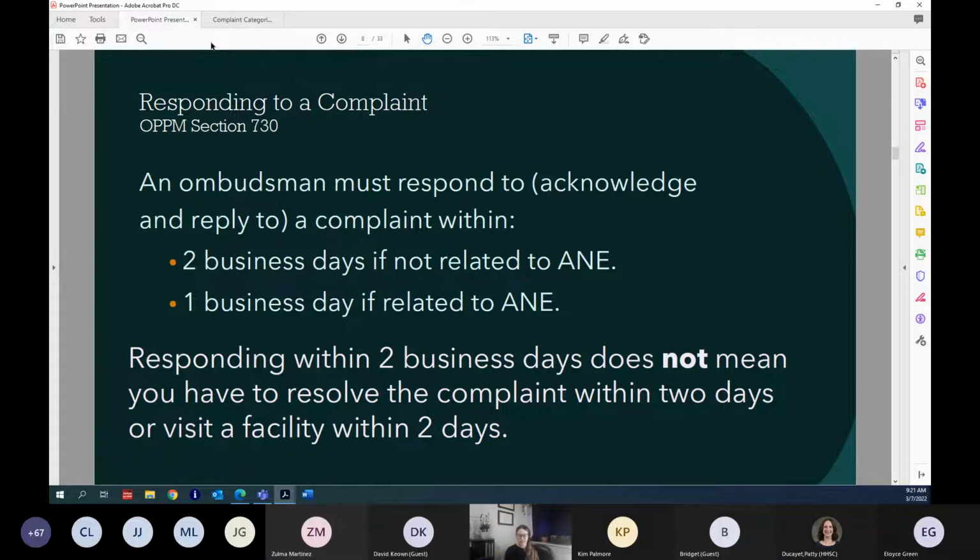A complaint response may be replying to an email within 2 days, returning a voicemail within 2 days, or you may be responding immediately in person. If you get a complaint while you're out visiting a facility, your response might be right there on the spot. Oh, sure, I can help you with this. And then you start moving into actually working on the complaint.